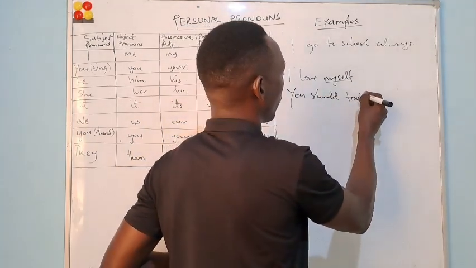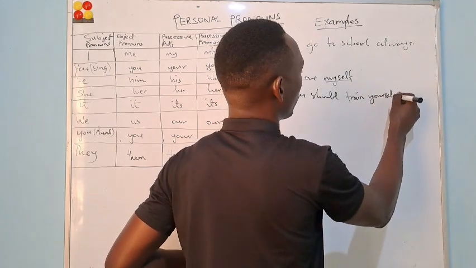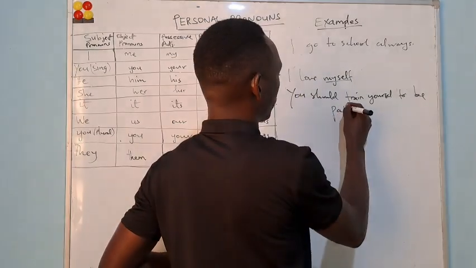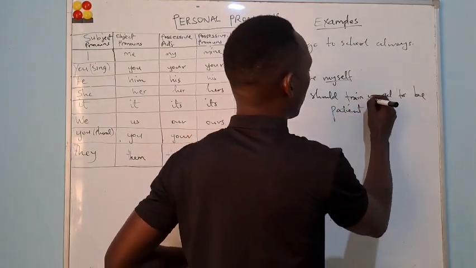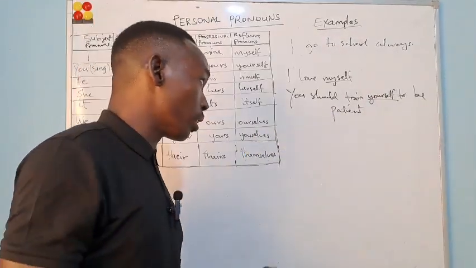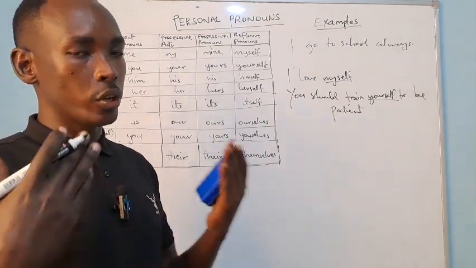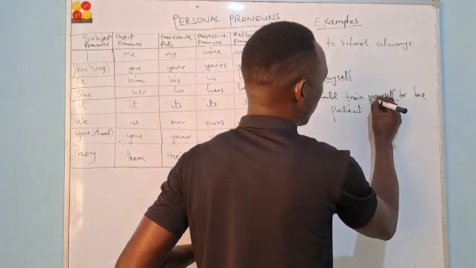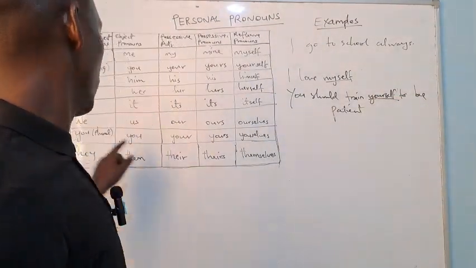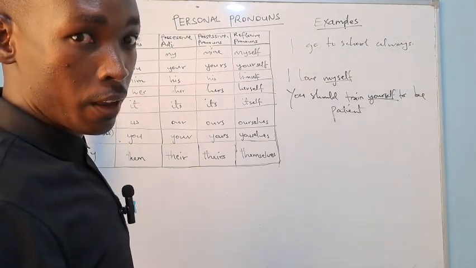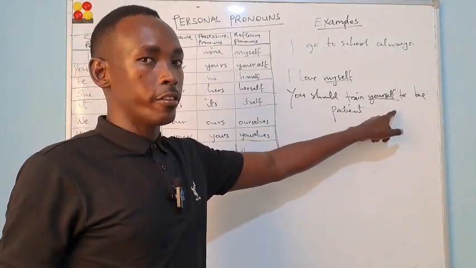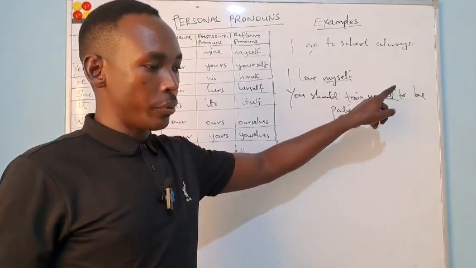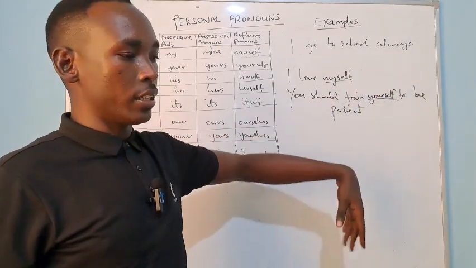You should train yourself to be patient. Train yourself to be patient. So yourself here is a reflexive pronoun for you singular. But here is where you can get a difference between second person singular and second person plural. Here you can see it, but in other areas you cannot see it.